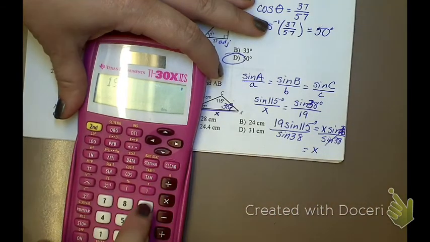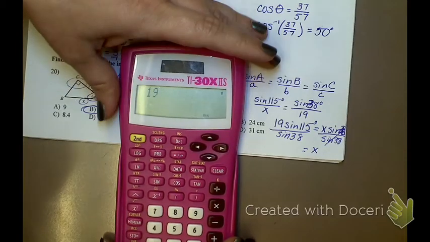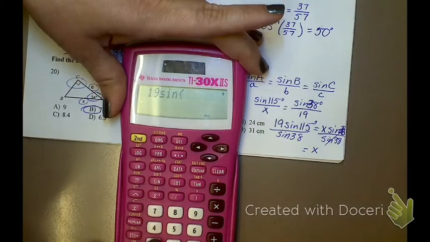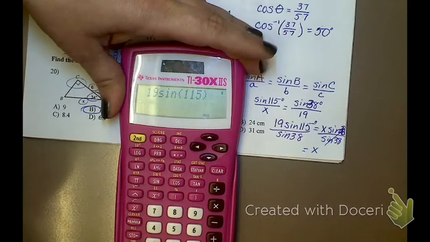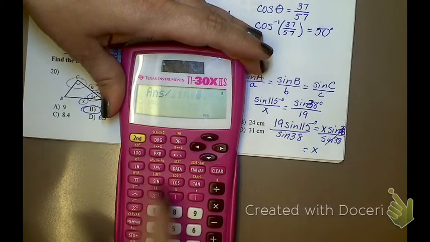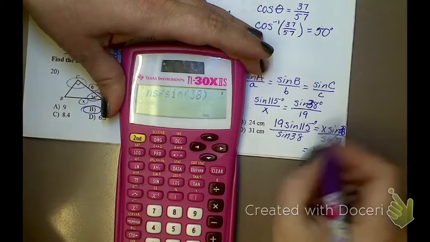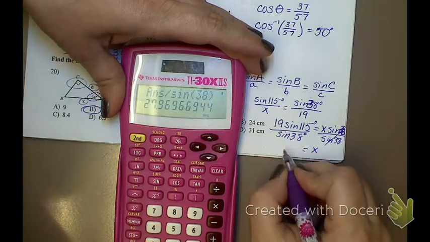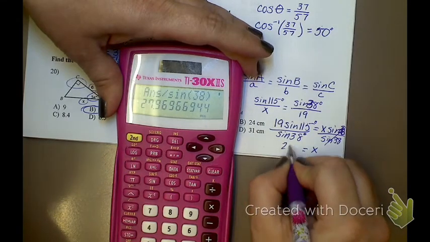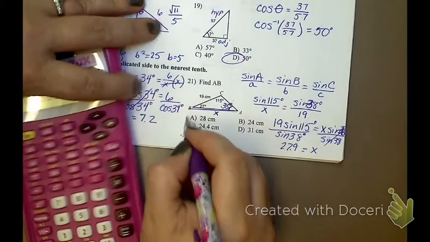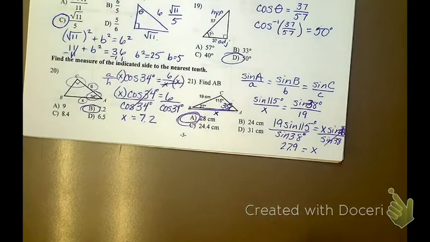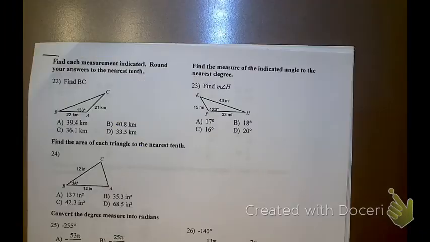So 19, sorry about the glare, times the sine of 115 is equal to that, divided by the sine of 38 degrees, and I get 27.96. What's closest to 27.96? That would be option A. That's my answer there. All right, here we go.